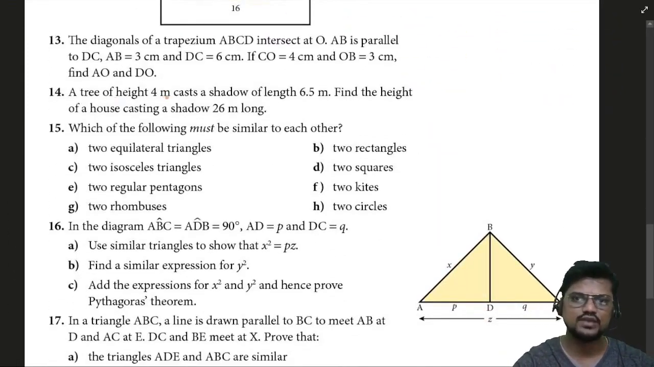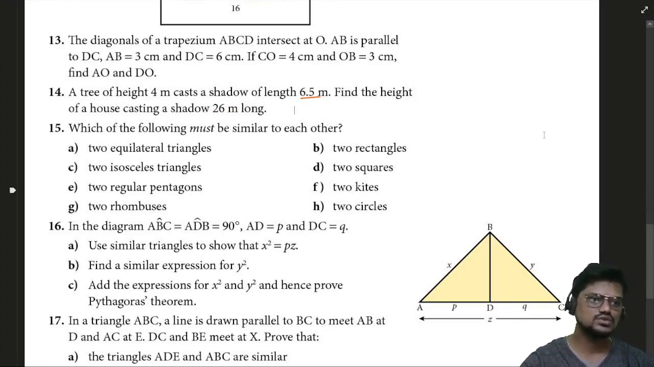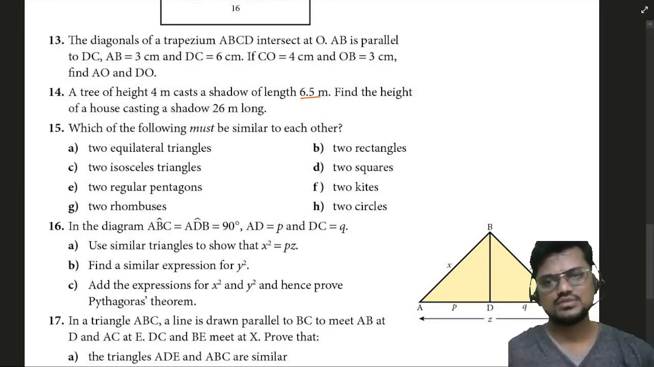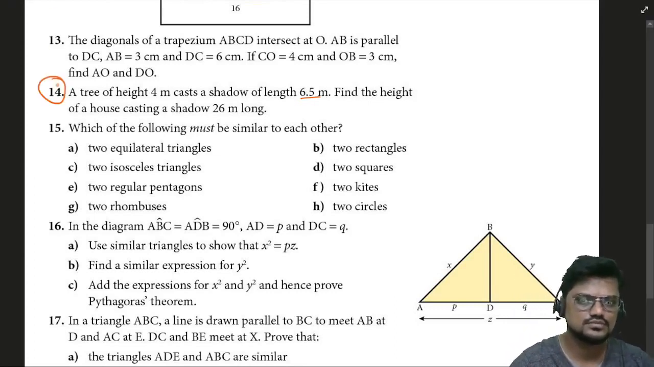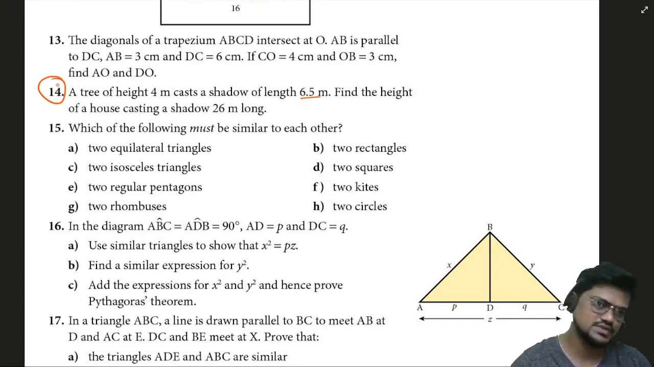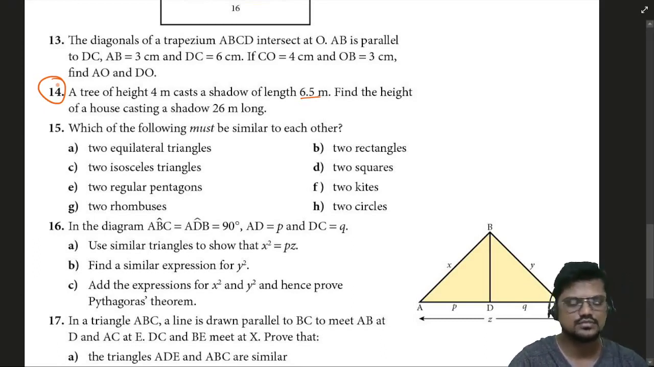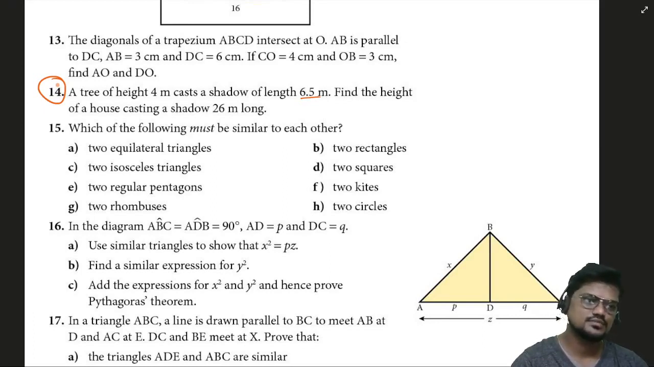Next is a tree of height 4 meter casting a shadow of length 6.5. Find the height of a house casting a shadow of 26 meter. Can you solve this question in the homework? Now, the next. Can you try solving this question number 14? What they have given: a tree of height 4 meter casts a shadow of 6.5, then find the height of a house casting a shadow of 26 meter. Do you get how we can solve this question? Yes or no?